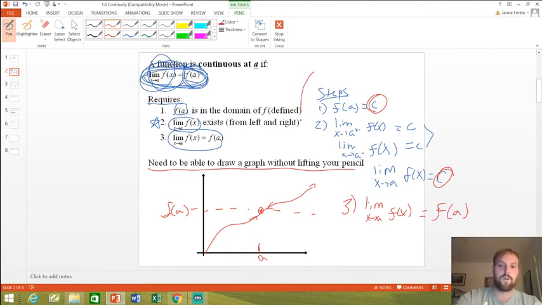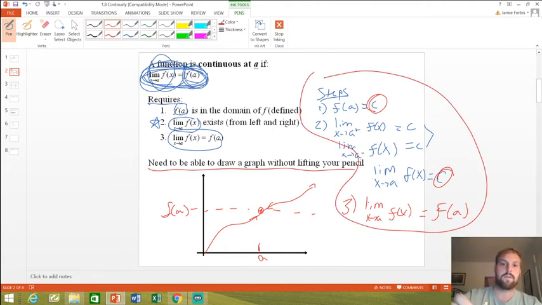So if we can show these things here, if I ask you to prove that we're continuous at some value a, that's how we do it. Which isn't too bad. We're going to do some examples of it.